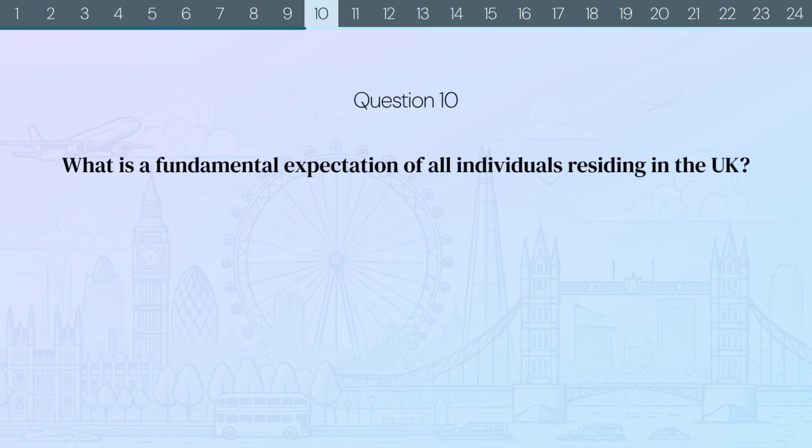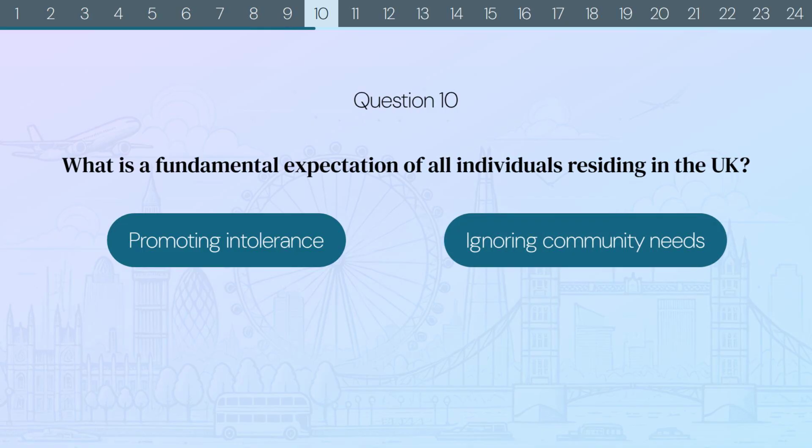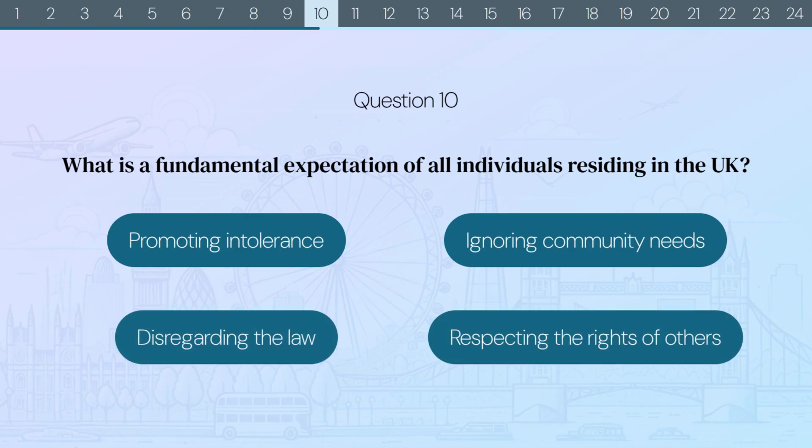Question 10. What is a fundamental expectation of all individuals residing in the UK? Promoting intolerance? Ignoring community needs? Disregarding the law? Or respecting the rights of others? The correct answer is respecting the rights of others.